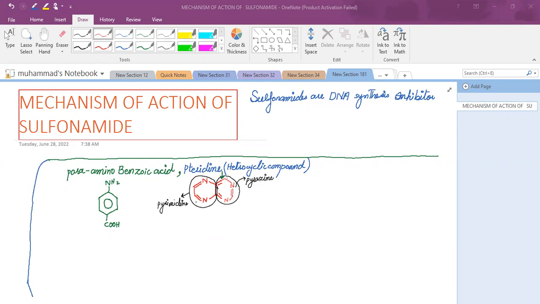And in this lecture, we will be discussing the mechanism of action of sulfonamides. If we actually start the mechanism of action of sulfonamides, first we have a brief discussion about the cellular machinery of bacteria, that how DNA of bacteria is synthesized, because sulfonamides are DNA synthesis inhibitors.